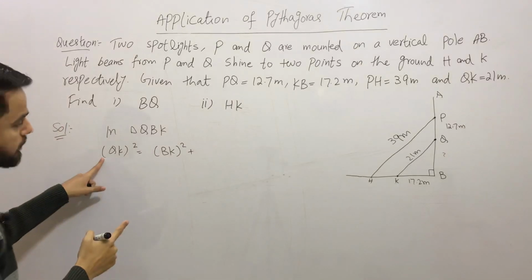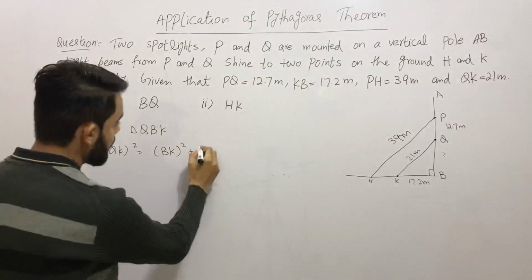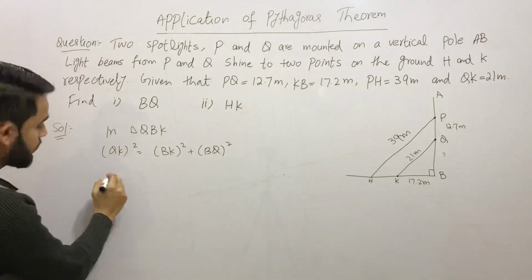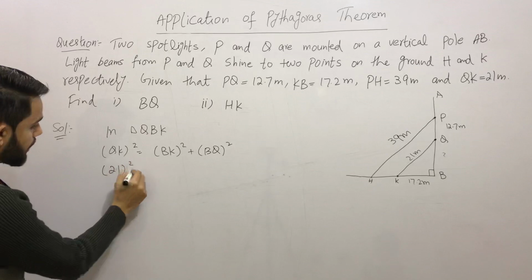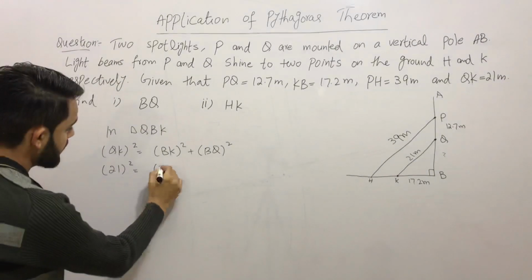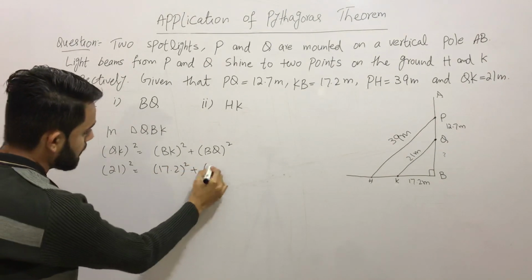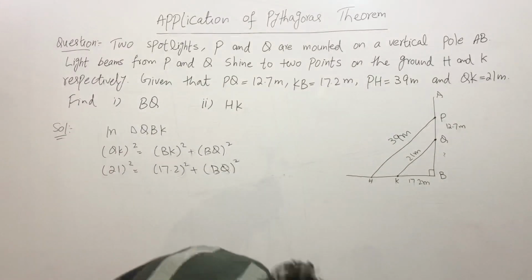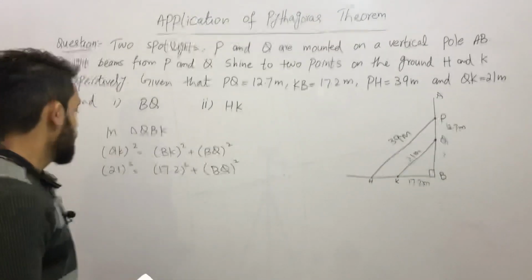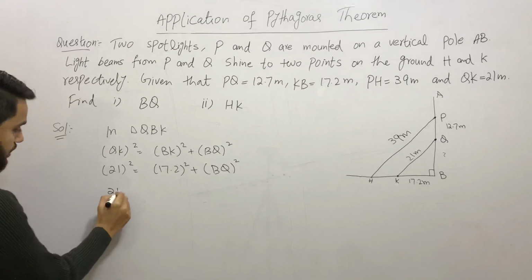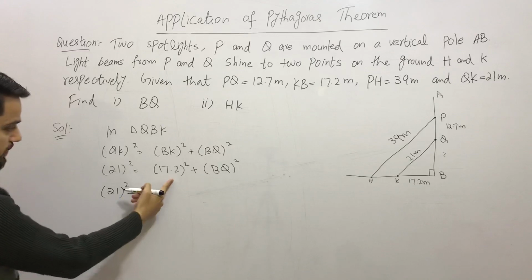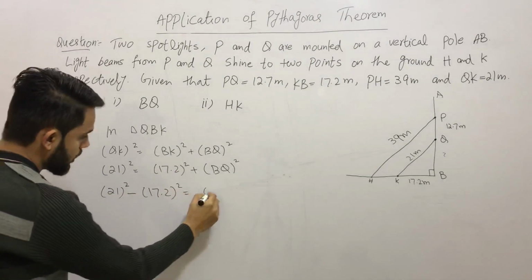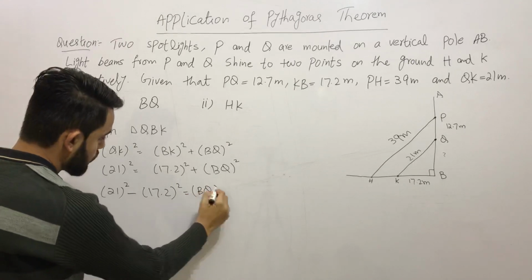QK square equals BK square plus BQ square. Okay, QK we have 21 square, BK we have 17.2 square, plus BQ, that's what we need to find out. So I will be needing a calculator over here. Okay, so what we can do, we can shift this 17.2 from here to the other side. 21 square minus 17.2 square equals BQ square.